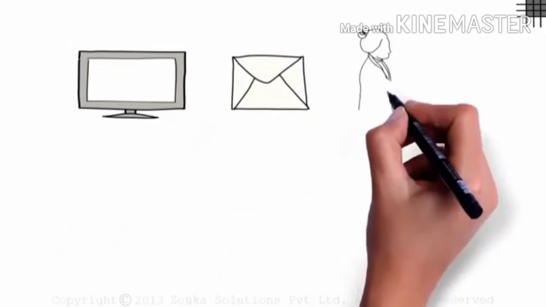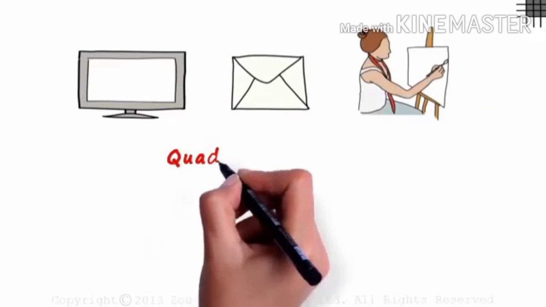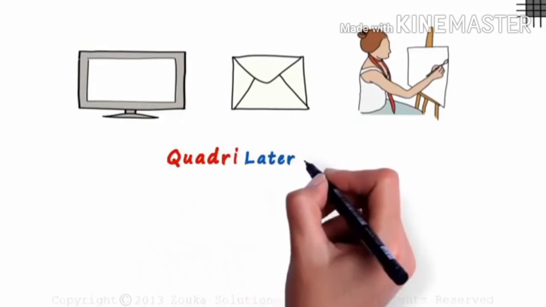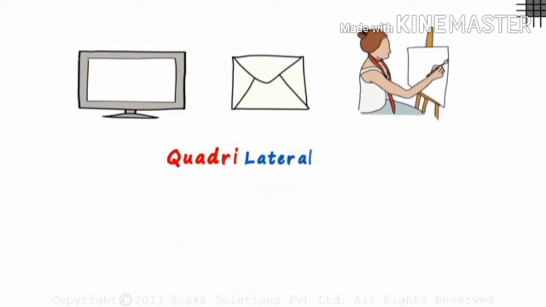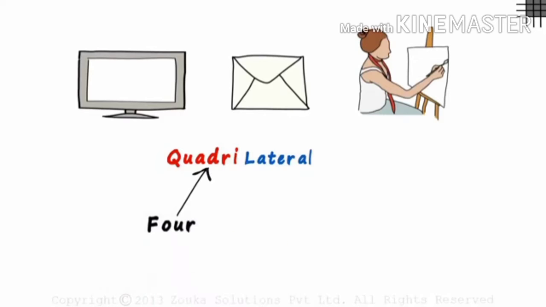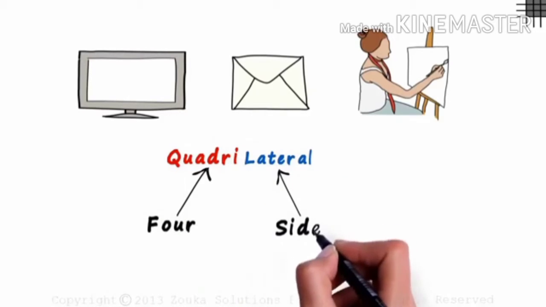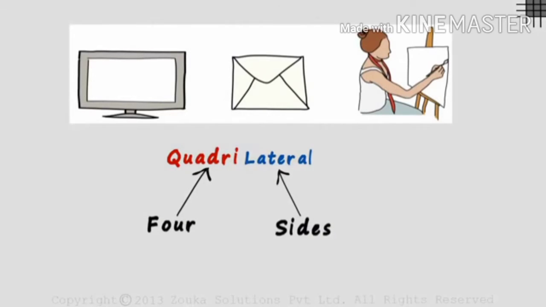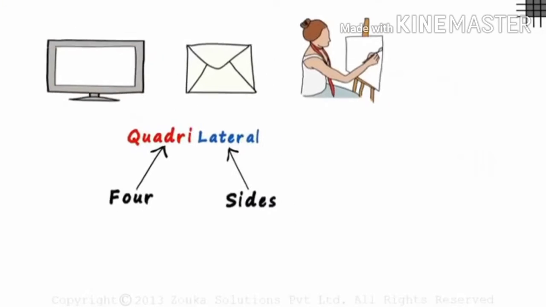Screen, an envelope, or a canvas are all examples of quadrilaterals. Quadrilateral is one word, but you can see that this part is colored red and this part is colored blue. Quadri basically means four and lateral means sides. If you observe, all these things have four sides.